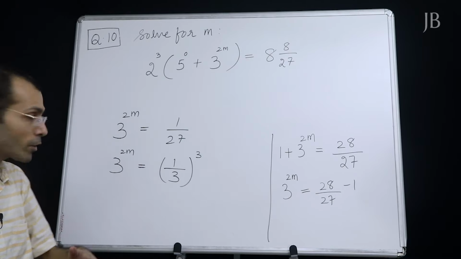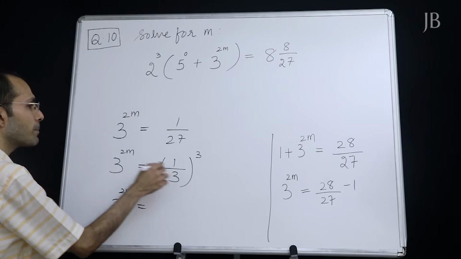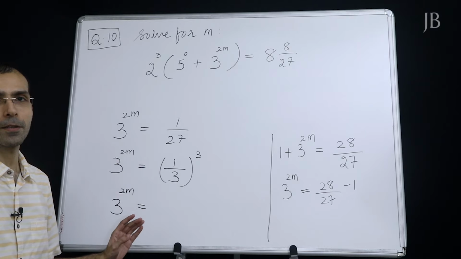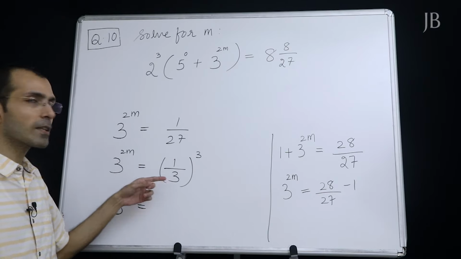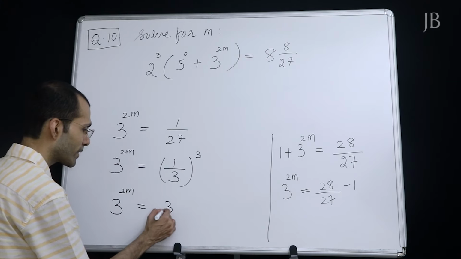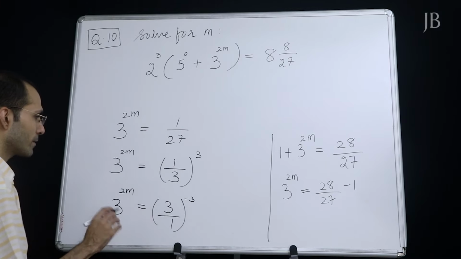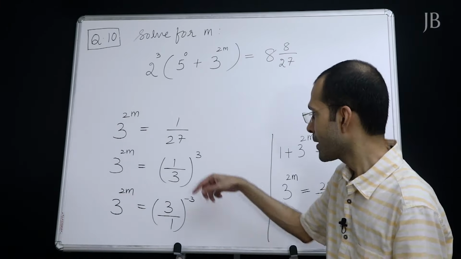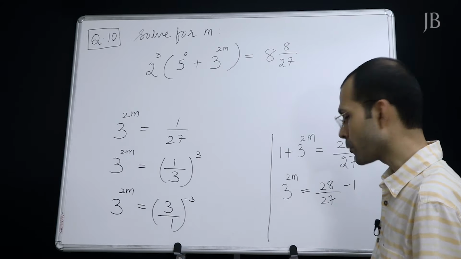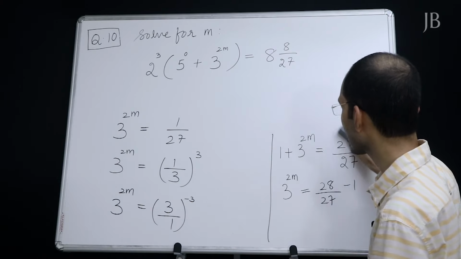But this is 3 and this is 1 upon 3. Is something striking your mind? How will we make this base equal now? Simply take the reciprocal of the base. If you take the reciprocal of the base, the power will change the sign. So this you write it as 3 upon 1 raised to minus 3. This is nice, isn't it? What is that law? A raised to minus m is 1 upon a raised to m. So when you reciprocal the base, the power changes the sign. So we have done the same thing here.